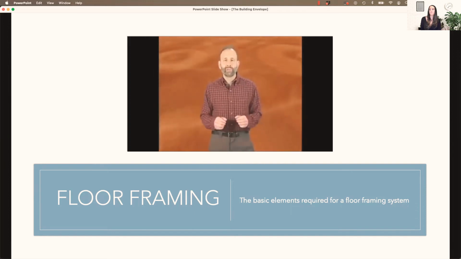The first step in building a floor frame is determining the size and type of joist to be used. Now, this will depend on several factors, including the building span, cost considerations, and your local building codes.